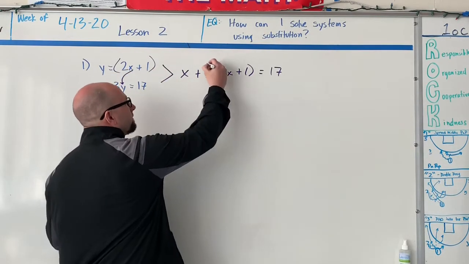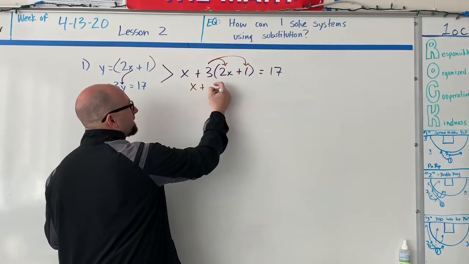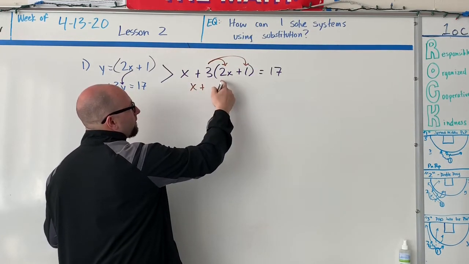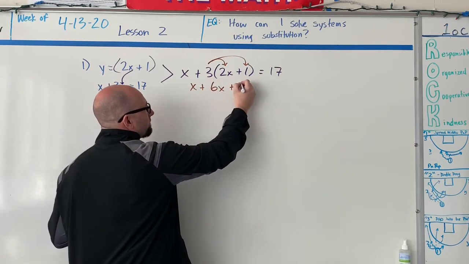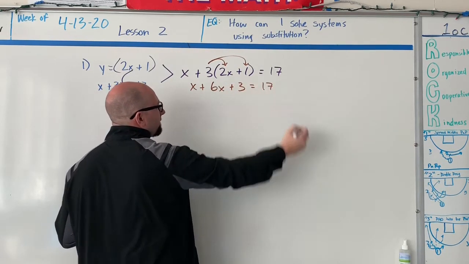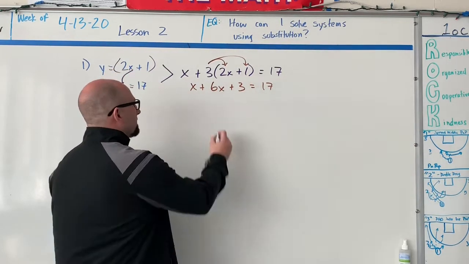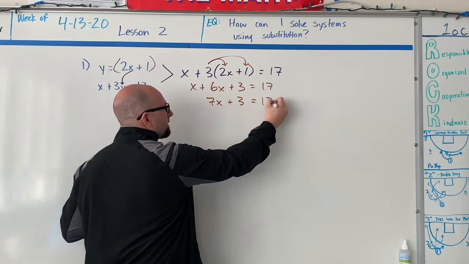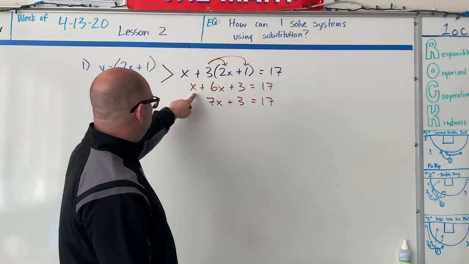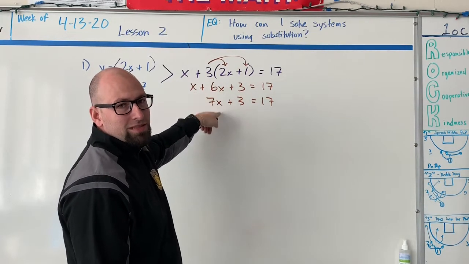So the first thing we do is our distributive property. We've got x plus 2x times 3 is 6x, 3 times 1 is 3, equals 17. Let's combine like terms. We've got x and 6x, so that's going to be 7x plus 3 equals 17. So what just happened? We took x and 6x and combined those to make 7x. 1 plus 6 is 7.